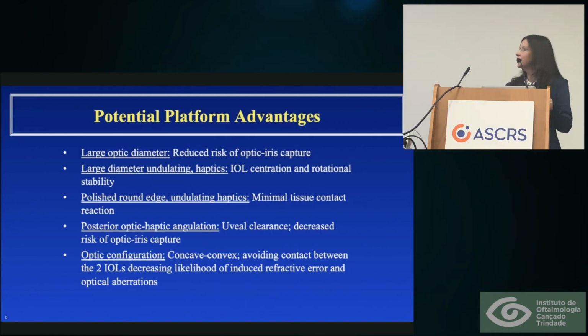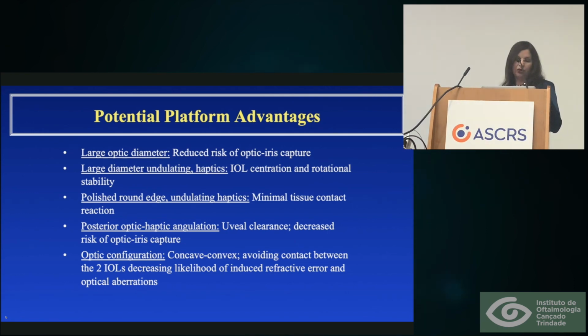So in conclusion, the current platform of the Extra Focus apparently has all of these advantages. It has a large optic diameter, and this is very good in reducing the risk of optic iris capture. It has the large diameter undulating haptics, which is very good to provide IOL centration and also rotational stability. It has a polished round edge, undulated haptics, and there is minimum tissue contact or reaction with the posterior surface of the iris. The posterior optic haptic angulation also helps in this uveal clearance and decreases the risk of optic iris capture.